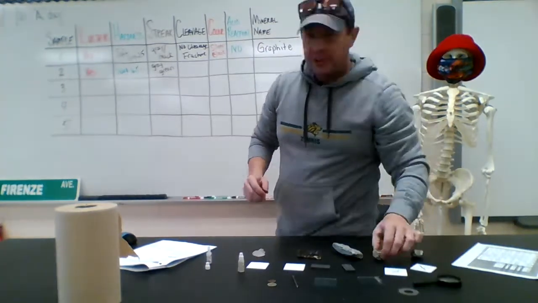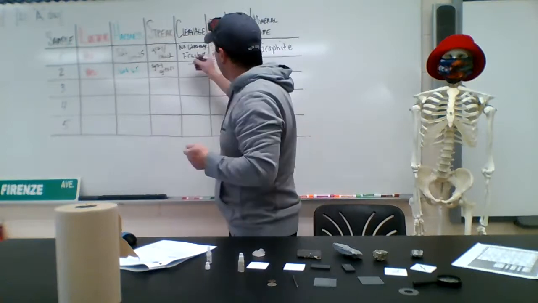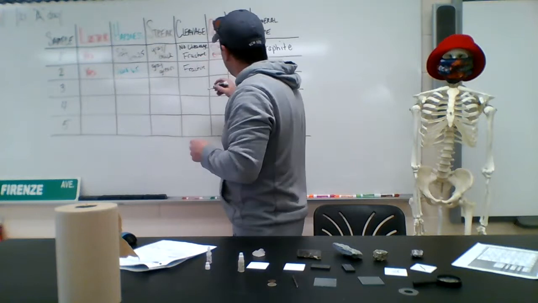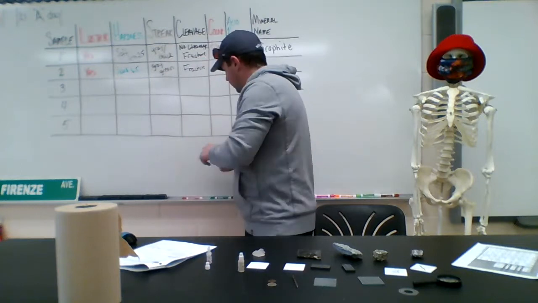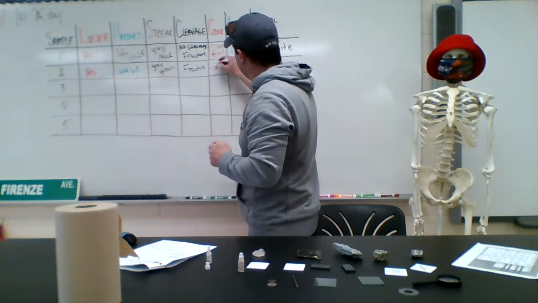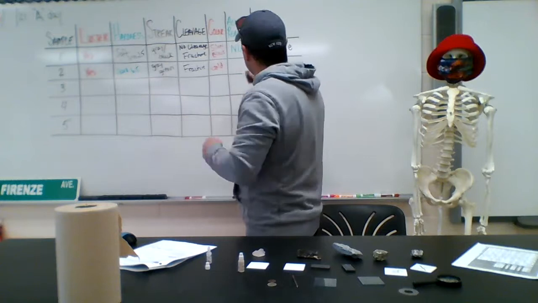So let's go ahead and fill in the rest of our chart here. We've got fracture for cleavage. It does not cleave, so we're going to write in fracture. What color is it? It's gold. That should be a hint. Gold. Does it react to acid? No. Boring.